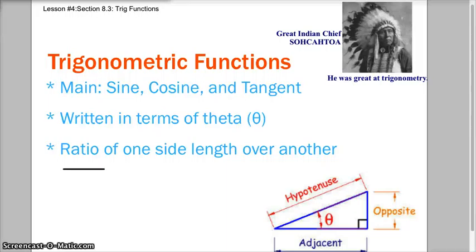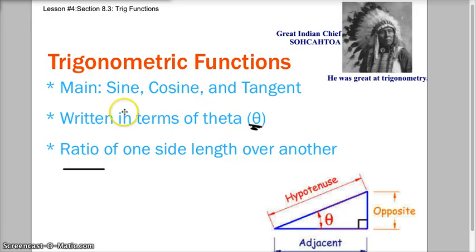This lesson will teach you to work with trigonometric functions, also known as trig functions. The main trig functions are sine, cosine, and tangent. They are written in terms of theta. This is the symbol for theta. Sometimes you may see an x or an angle degree.